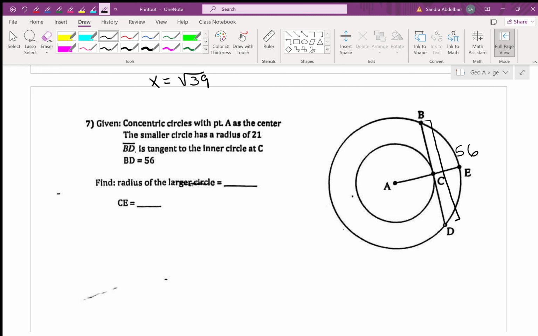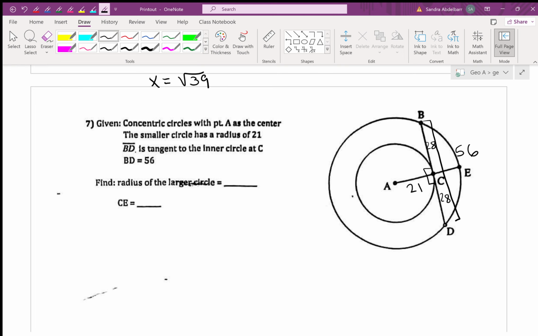Do you guys remember from, I think it was the last lesson, or maybe the lesson before that, what happens when a radius intersects a chord? What does it do to it? Well, if it's perpendicular, which it is, it bisects it, right? So this 56 is going to get split into 28 and 28. The smaller circle has a radius of 21, so we know AC is 21.